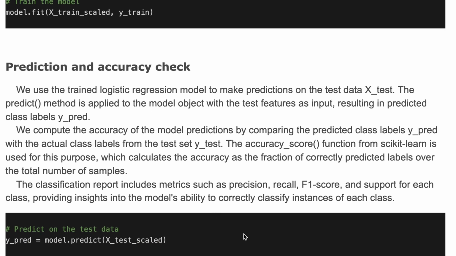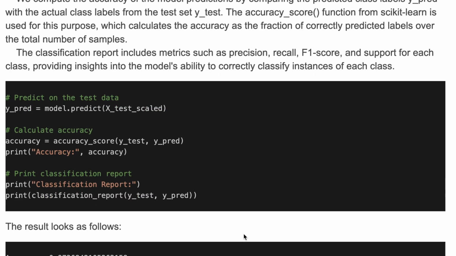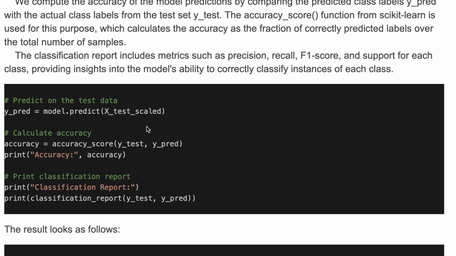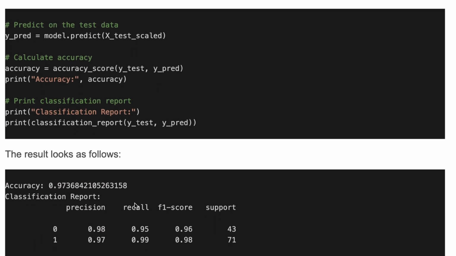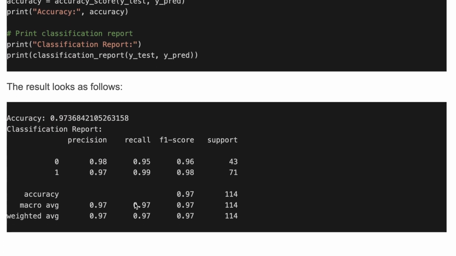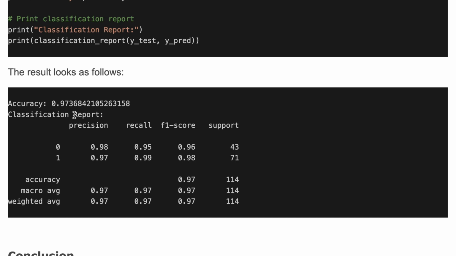The classification report includes metrics such as precision, recall, F1 score, and support for each class, providing insights into the model's ability to correctly classify instances of each class. Here we predict on X_test_scaled, and we calculate the accuracy with the accuracy_score function. Then we print the classification report, and the result looks as follows. Accuracy is 97%, and here are the precision, recall, F1 score, and support.